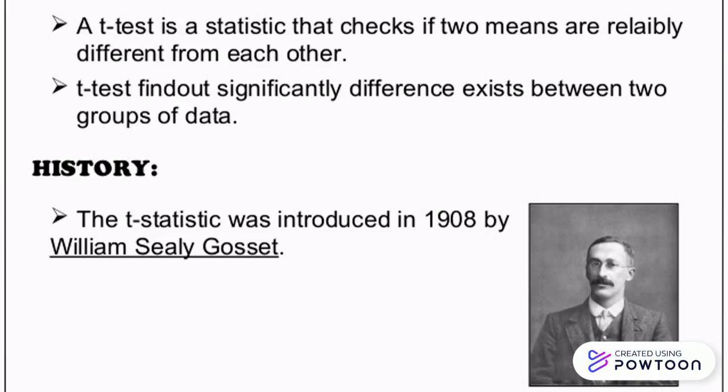A t-test is a statistic that checks if two means are reliably different from each other. The t-test finds out if a significant difference exists between two groups of data. The t-statistic was introduced in 1908 by William Sealy Gosset.